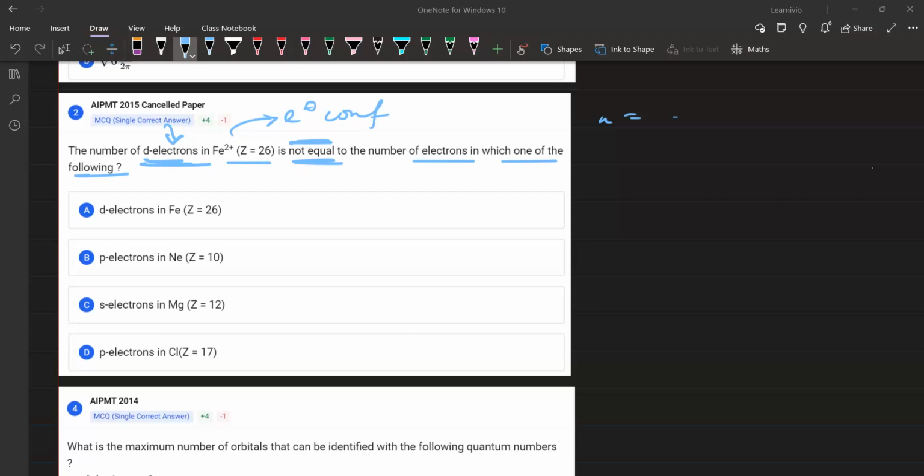We have got A option. Take 2 minutes, it will take time to work out everything. When you are writing the electronic configuration of Fe2 plus, please remember that the outermost electron is going to be removed. Write the electronic configuration of Fe and you will understand which is the outermost electron.